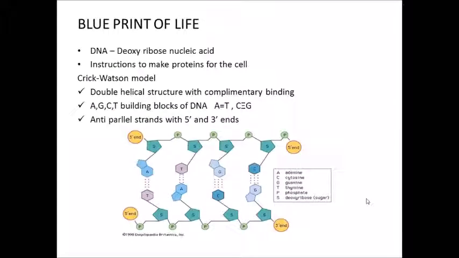The structure of DNA was discovered by Watson and Crick in 1953. It is a double helical structure with complementary base binding. It has four bases: adenine, guanine, cytosine, and thymine, which form the building blocks of DNA. Adenine binds to thymine with a double hydrogen bond, and cytosine binds to guanine with a triple hydrogen bond. Both strands of DNA are antiparallel to each other. This is the basic structure of DNA, with phosphodiester bonds forming the backbone and a sugar molecule bound to the bases.